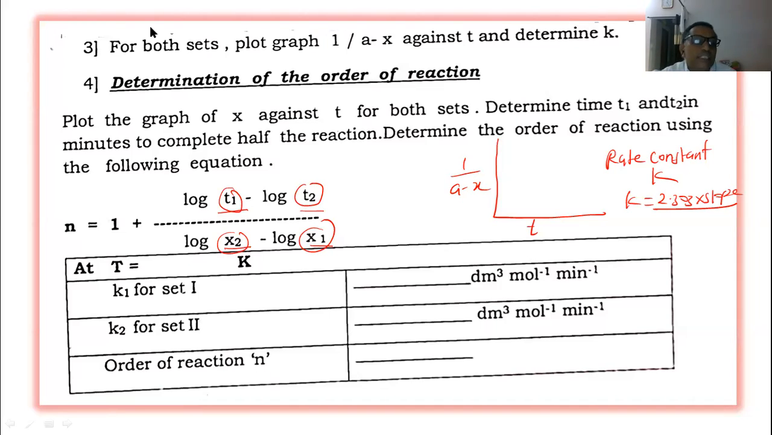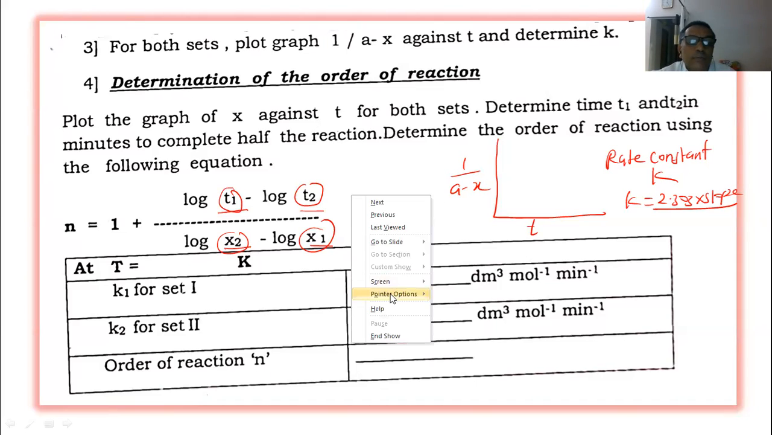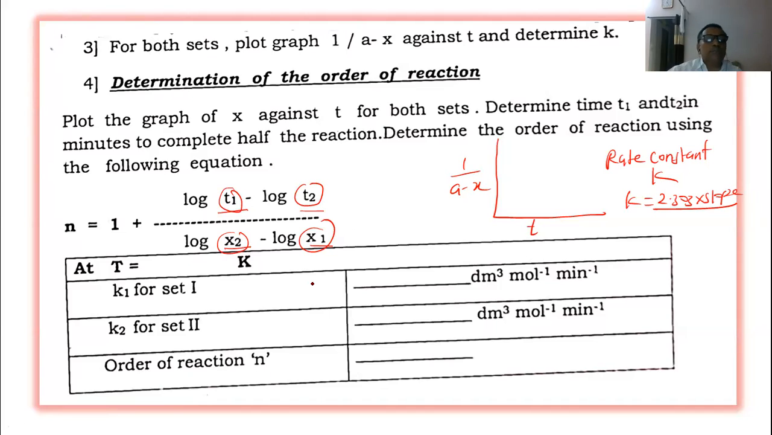So with the help of this, we can determine the order of the reaction n, and we have to represent the results in tabular form. So see here, the temperature, whatever the room temperature is given there, suppose that it is 298 Kelvin. So we have to note that. Then the rate constant K1 for set 1, similarly rate constant K2 for set 2. According to this graph, we determine the rate constant, and K2 we can determine from the second graph. We have to write the unit of the rate constant, decimeter cube per mole per minute, and the final calculation is the order of reaction.